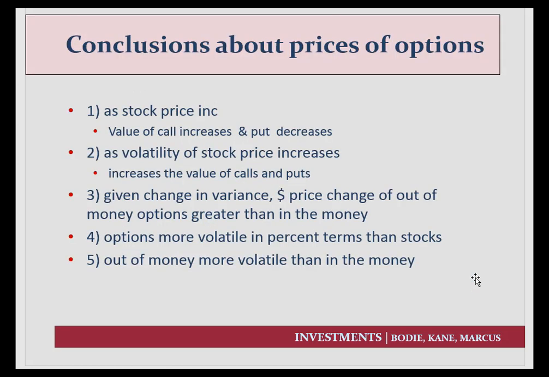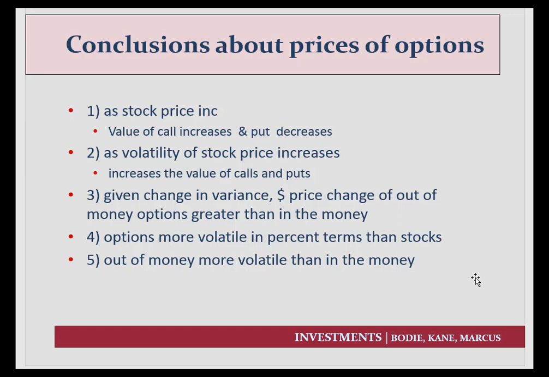So what are the conclusions we can come to from this example about the prices of options? As stock prices increase, the values of calls go up and the puts decrease. As volatility goes up, both values of puts and calls increase. So for a given change in variance, though, the price change of out of the money options is greater than in the money options. So if you have two options, one's out of the money, one's in the money, if variance changes, the price change will be greater for out of the money than in the money.